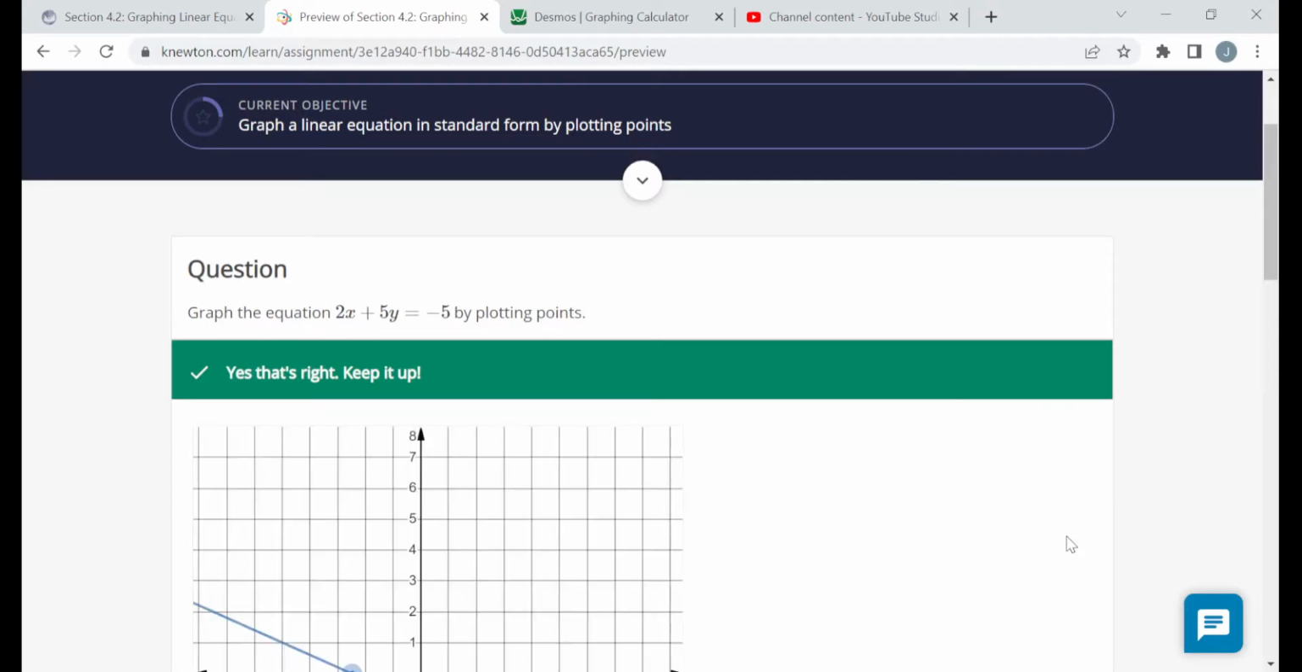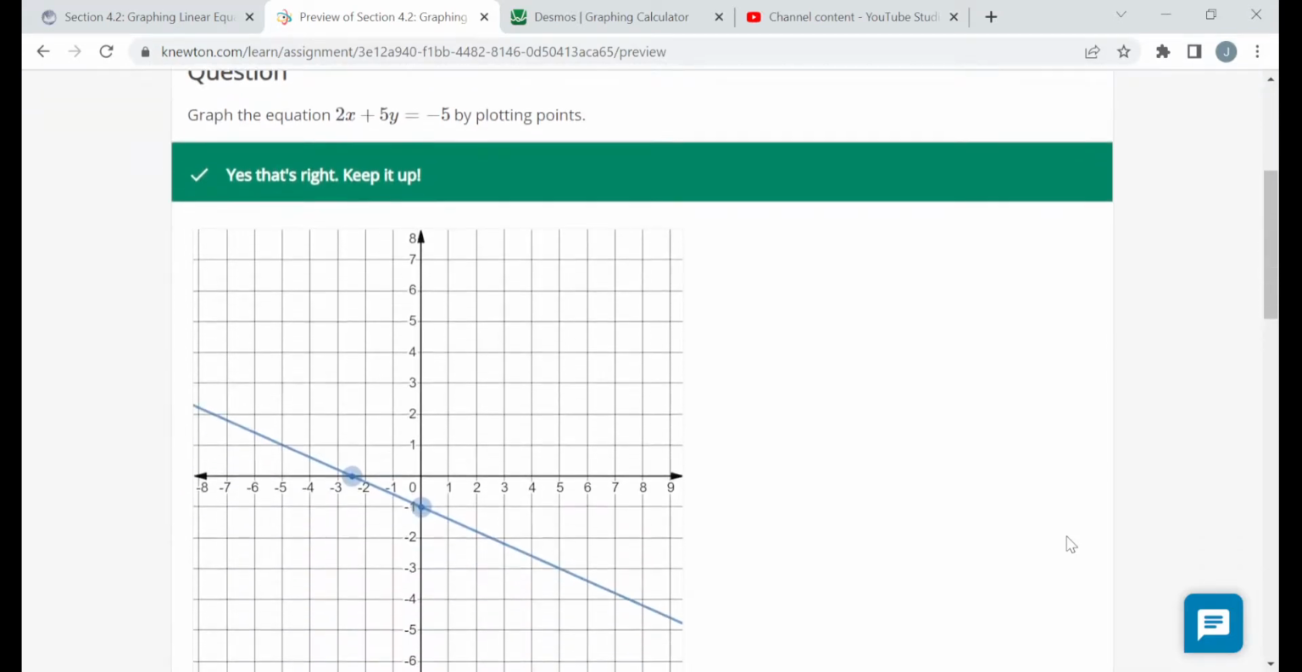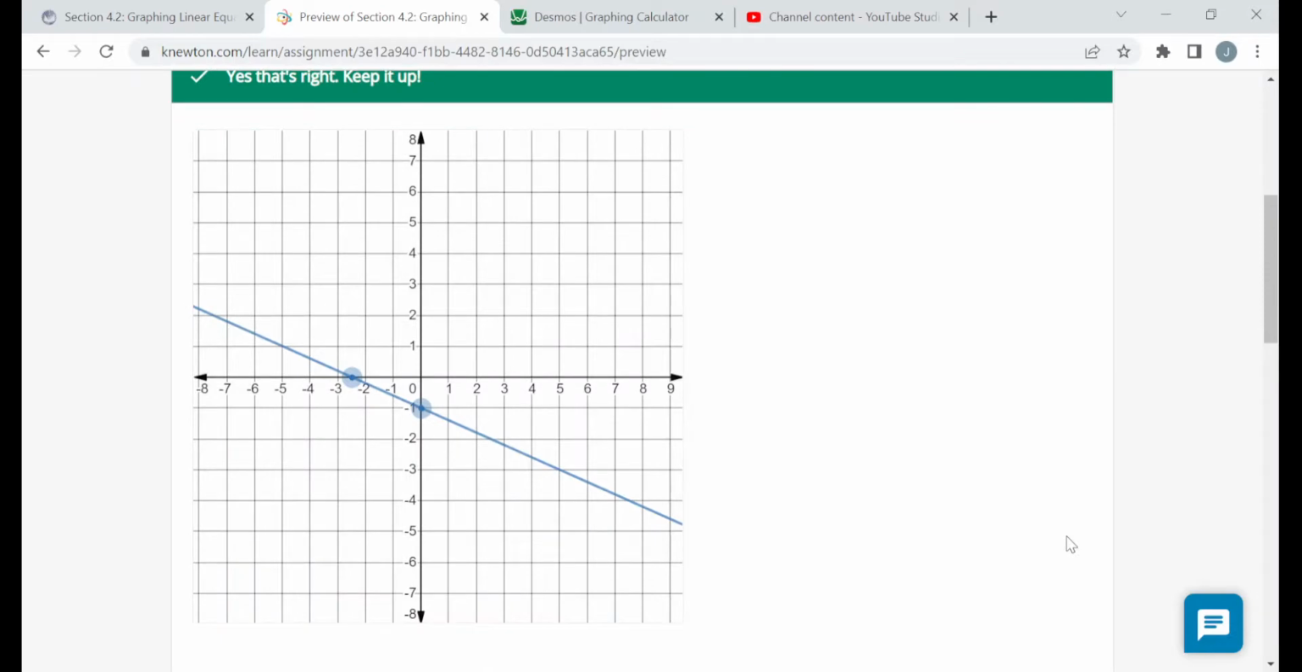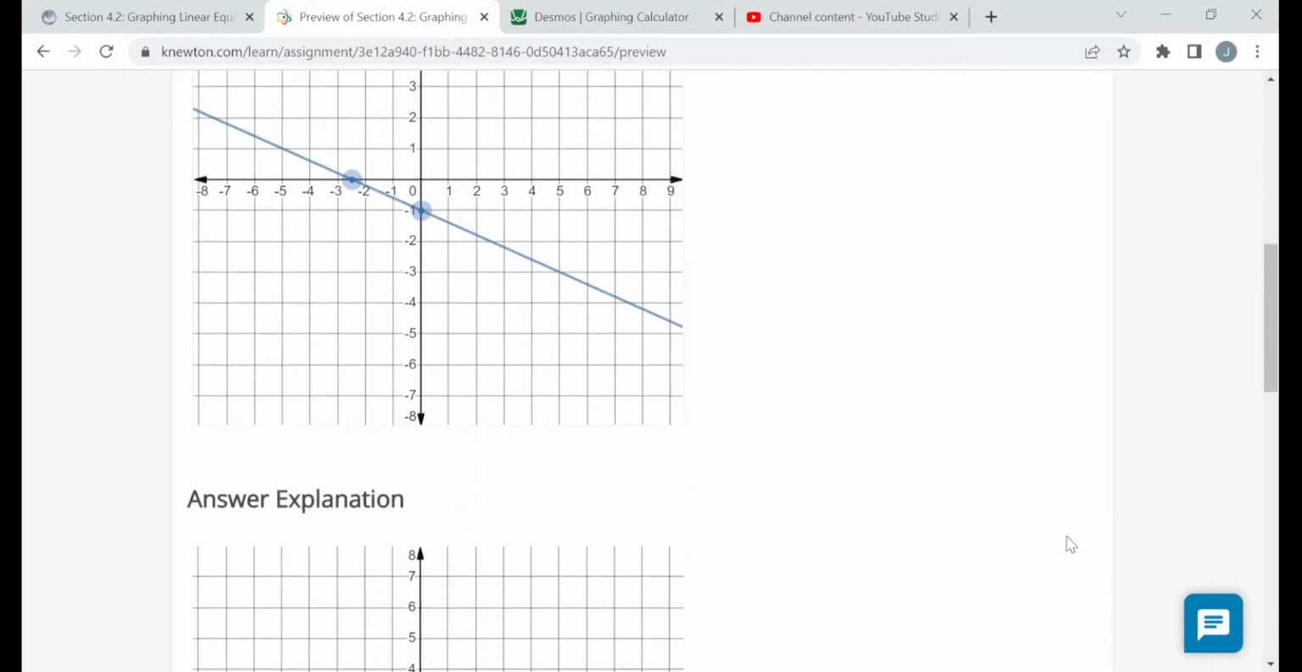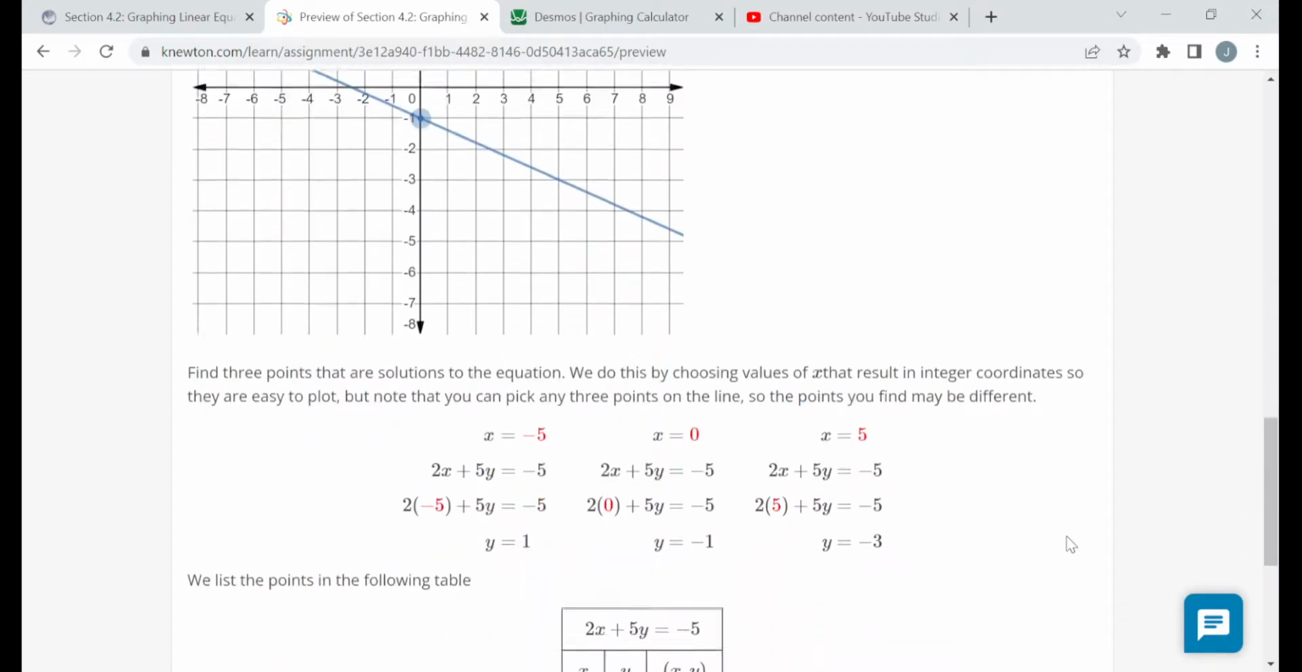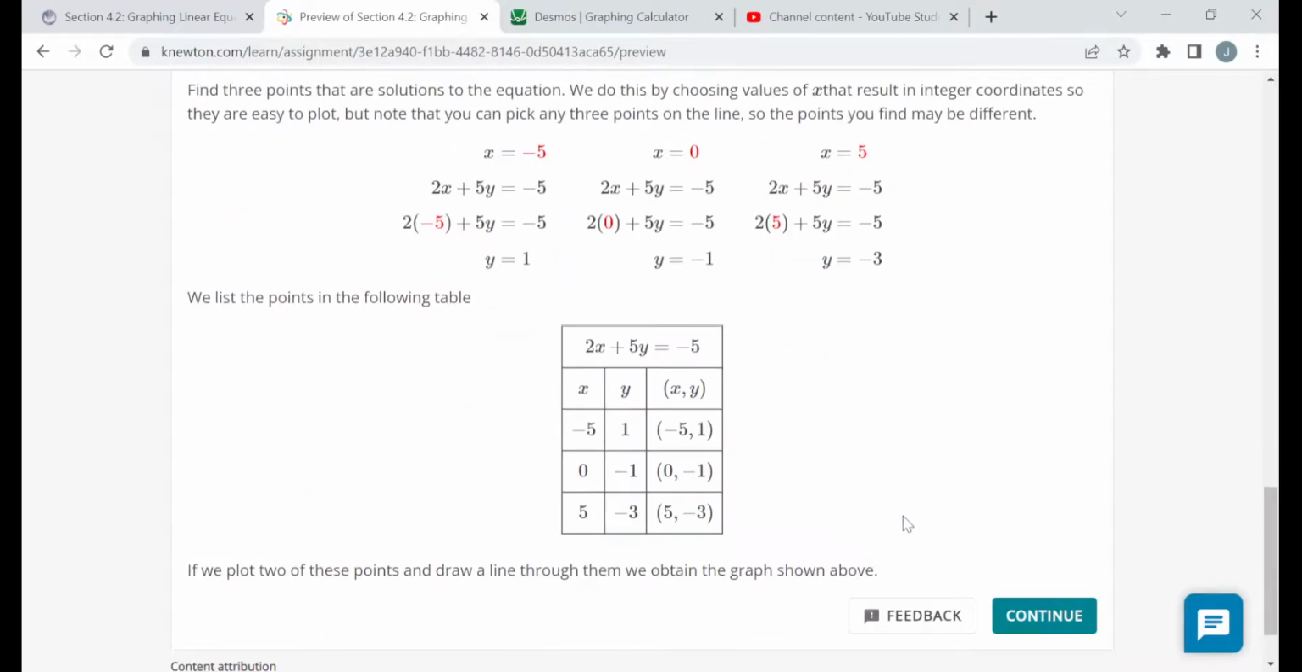Just graph an equation by plotting points, and to graph a line, you only need to plot 2 points, and then the rest of the solution should fall on the same line with those 2 points. And they have a few here. Alright, next question.